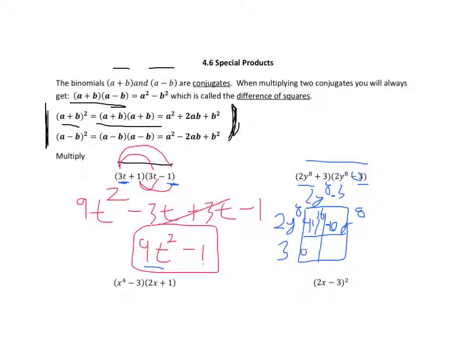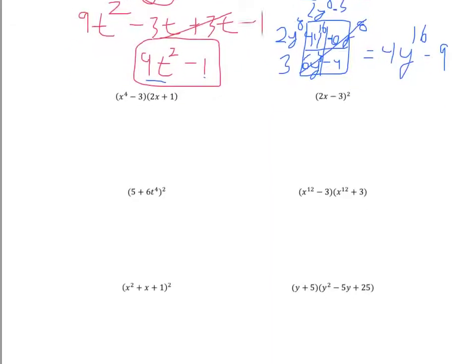Here we have our 6y to the 8th, a positive 1. Then finally 3 times negative 3 is negative 9. Now notice, our negative 6y to the 8th and our positive 6y to the 8th cancel, so what we end up getting is a 4y to the 16th minus 9, which is exactly this first thing squared minus the second thing squared. And we get that because we do have conjugates there. So we'll go ahead and multiply these next ones out.